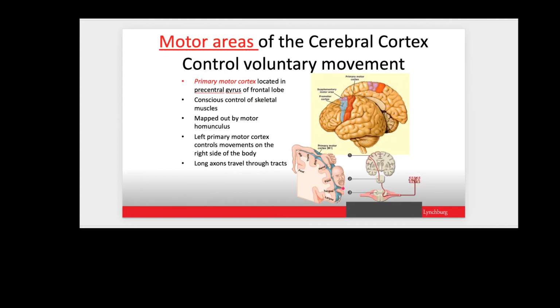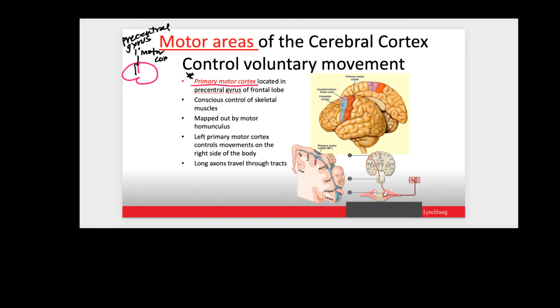So we're going to talk about motor areas first. Motor areas of the cerebral cortex. One of the most important motor areas is the primary motor cortex. Okay, and this is located in the precentral gyrus of the frontal lobe. If you remember, we had our cross section of the brain, and we had our central sulcus, right? And then the area just in front of that raised area of tissue was our precentral gyrus.